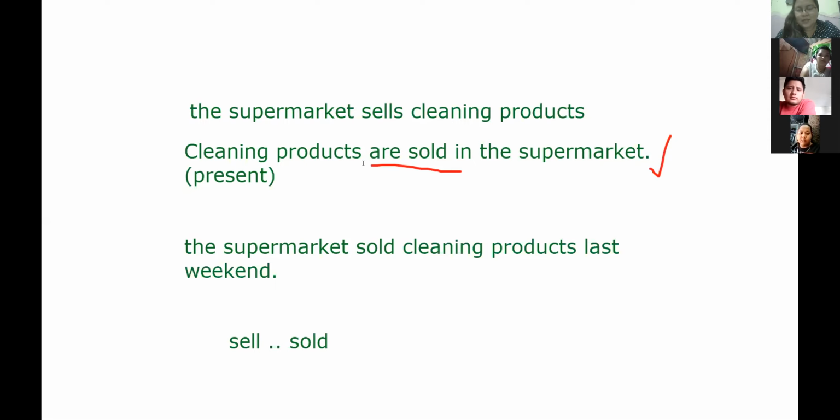This is a structure of passive voice, right? And the meaning is son vendidos. In the first example, venden. And in this example, the supermarket sold, vendieron. That would be the difference between are sold and sold.